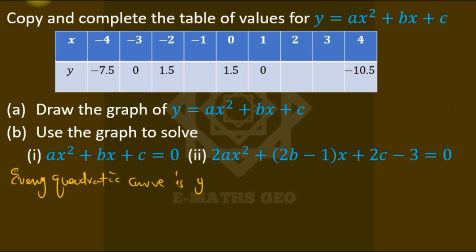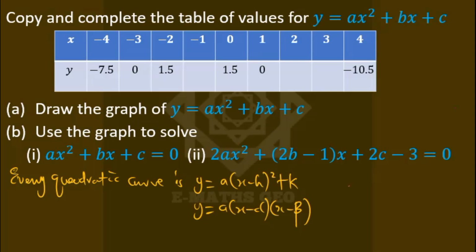y equals a times (x minus h) squared plus k, or a times (x minus alpha) times (x minus beta). So aside from this one we are given, we can still write it in that form. Where in the first one, h comma k is the vertex, and alpha and beta are the x-intercepts. That's where y is 0.